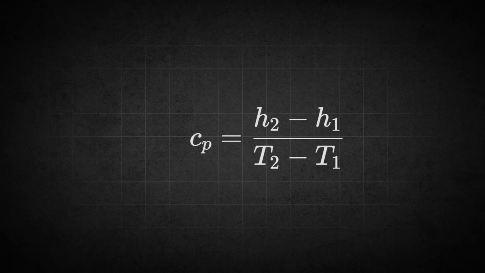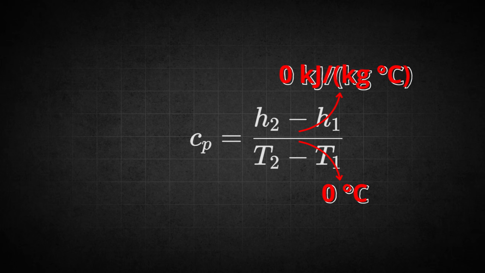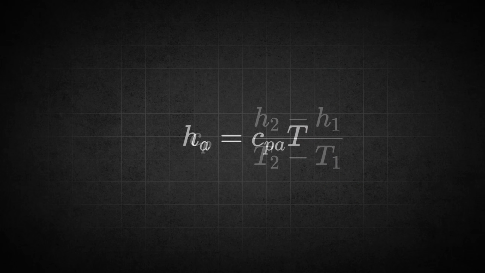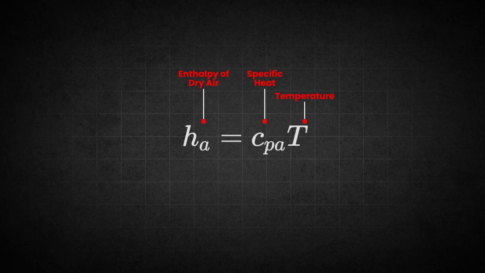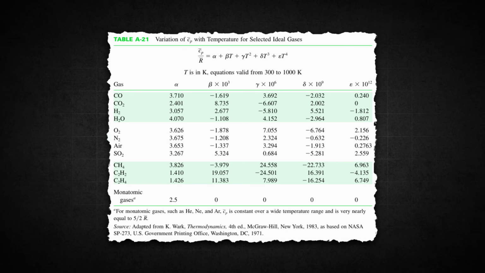To make things simpler, we often pick 0 degrees Celsius as our reference temperature. In practical thermodynamics and HVAC applications, we assume the enthalpy of dry air is 0 at 0 degrees Celsius for simplicity. From there, the enthalpy is simply the product of specific heat and temperature. According to Moran and Shapiro's thermodynamics book, we can derive the specific heat for ideal gases using an equation that works for temperatures ranging from 300 to 1000 Kelvin.